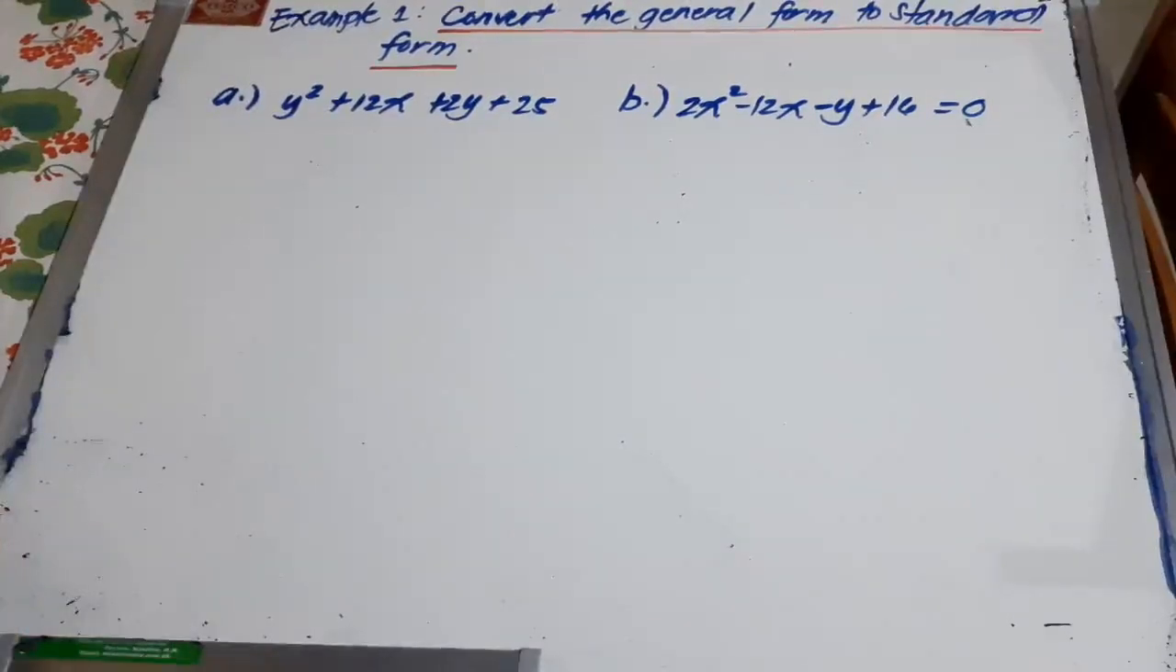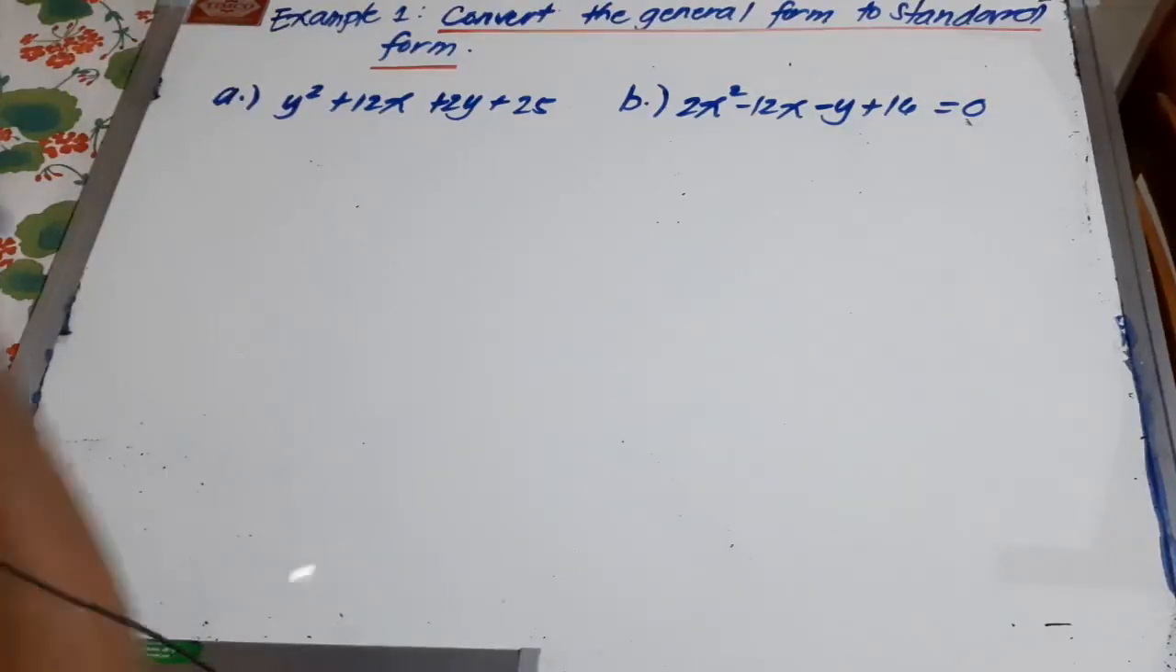Okay, we have here example number 1. We're going to convert the general form of a parabola to standard form, or general equation to standard equation of a parabola. So we have example 1, letter A. What we're going to do is apply completing the square of quadratic equation in transforming this general equation to standard equation of a parabola.